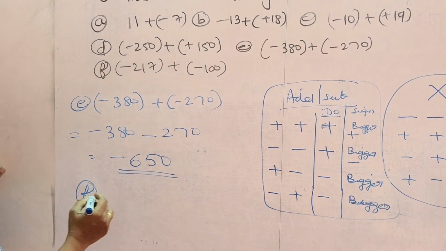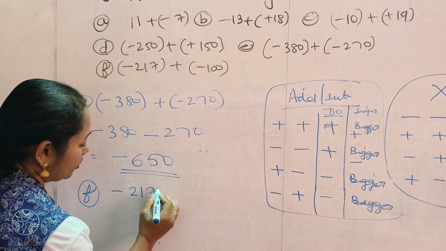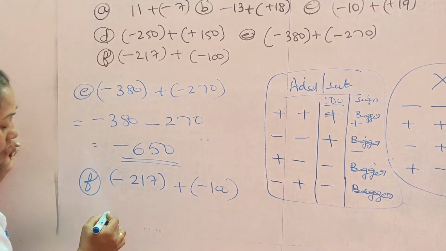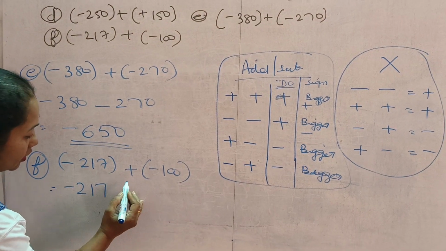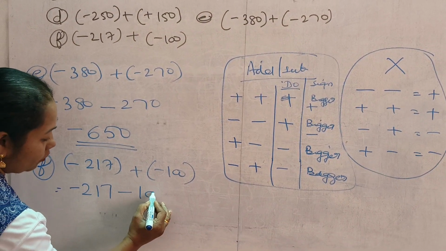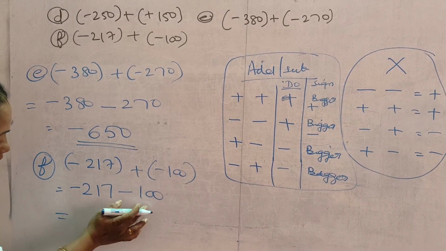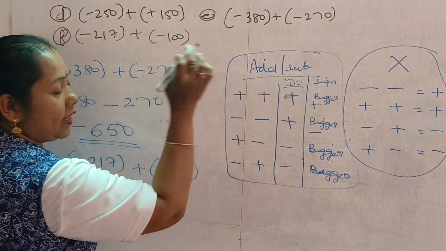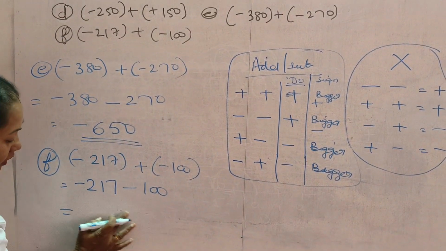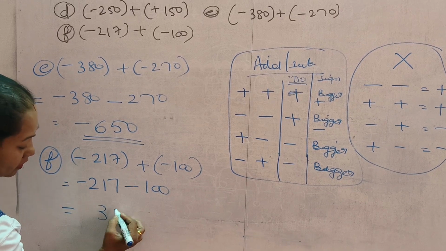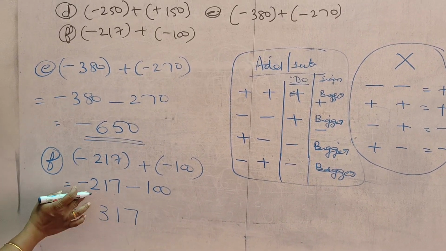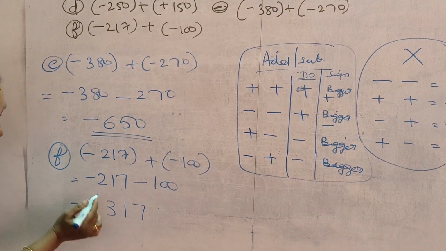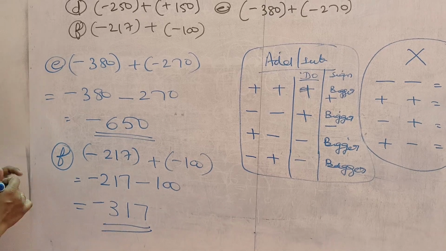Okay, F part. Minus 217 plus minus 100. If both the numbers are of the same sign, that is minus and minus, we have to do addition and put the sign of the bigger one. So 217 plus 100 is 317. Both are of the same sign, and the bigger one is 217, whose sign is minus. So the answer is minus 317.